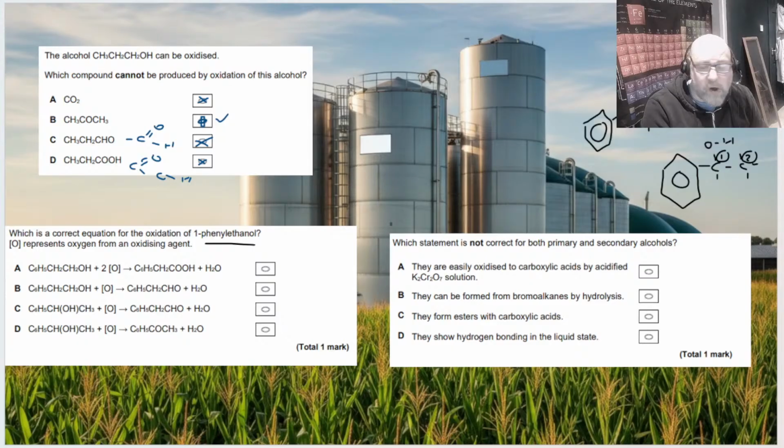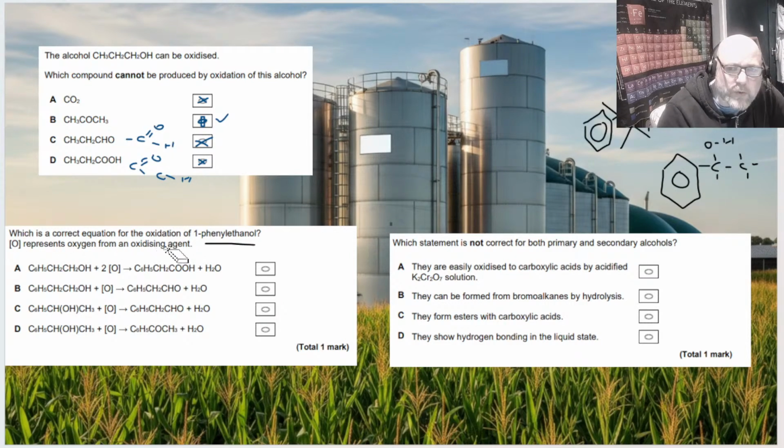That is not 1-phenyl ethanol, because that is connected to the second carbon of the alcohol, not the first. So now we know this is the incorrect structure. We can get rid of that and focus on this one, and hopefully you guys can answer this question. Based on that, what is the correct equation for the oxidation of 1-phenyl ethanol?